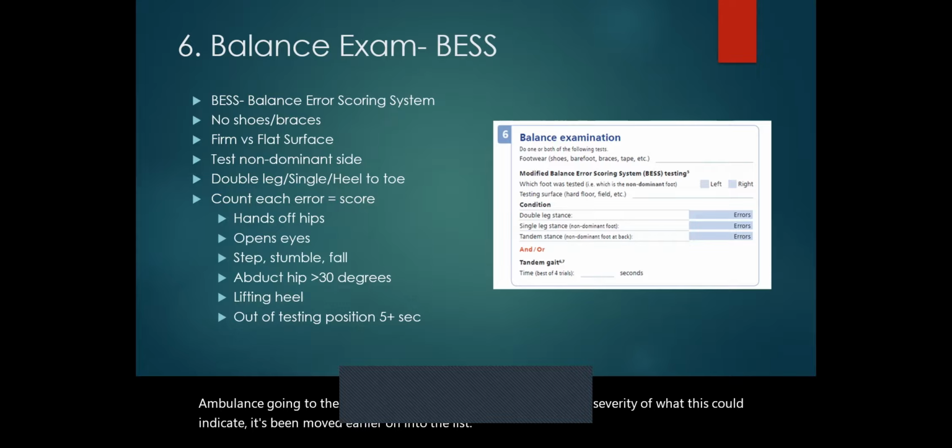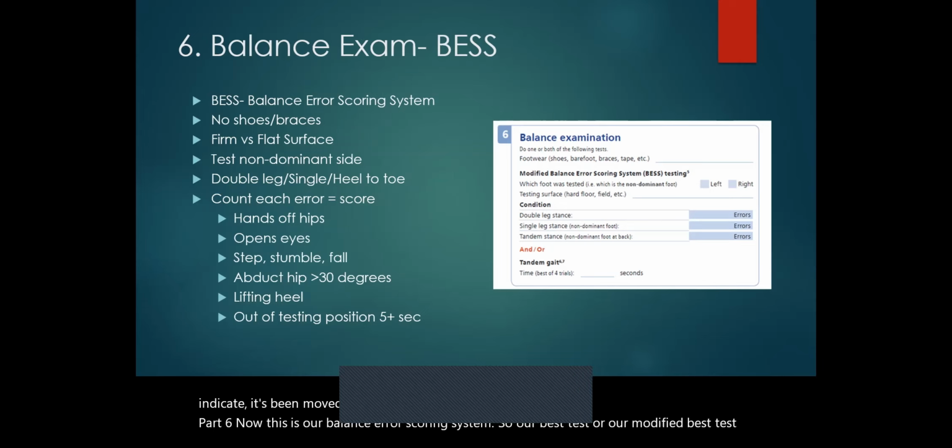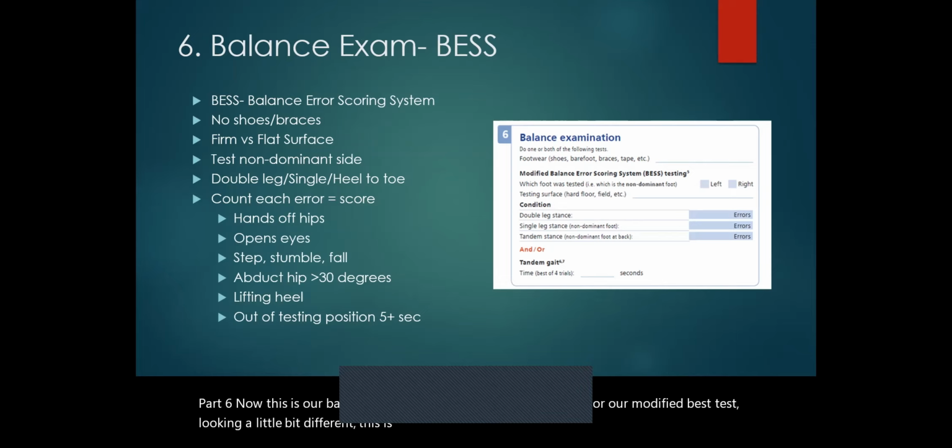Part 6. Now this is our balance error scoring system. So our BEST test, or our modified BEST test, looking a little bit different. This is basically 6 separate trials of a test, 3 on a firm flat surface and 3 on an uneven, unsteady surface, like an Airex pad or foam, where it's going to be a little bit more difficult now to maintain your balance. We'll do this in 3 different stances. So feet together, ankles touching each other, hands on your hips, eyes closed. You're going to stand there and balance for 20 seconds.